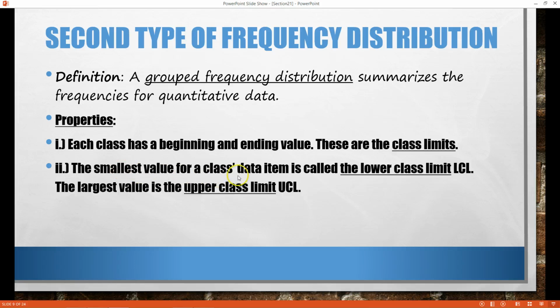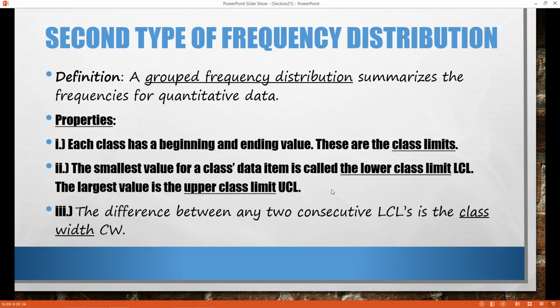Now, the smallest value for a data item in a class is called the lower class limit. All right, LCL you'll see sometimes written, the lower class limit. The largest value in a class is the upper class limit, the UCL. Now, here's a real important property, a definition we want to know. The difference between any two consecutive lower class limits gives us the class width, and we'll denote the class width with CW here.